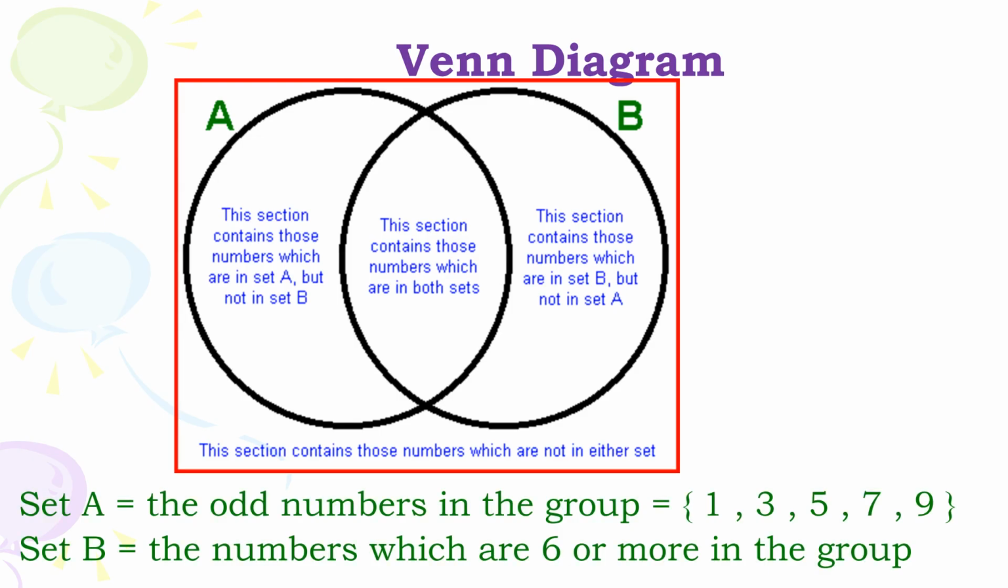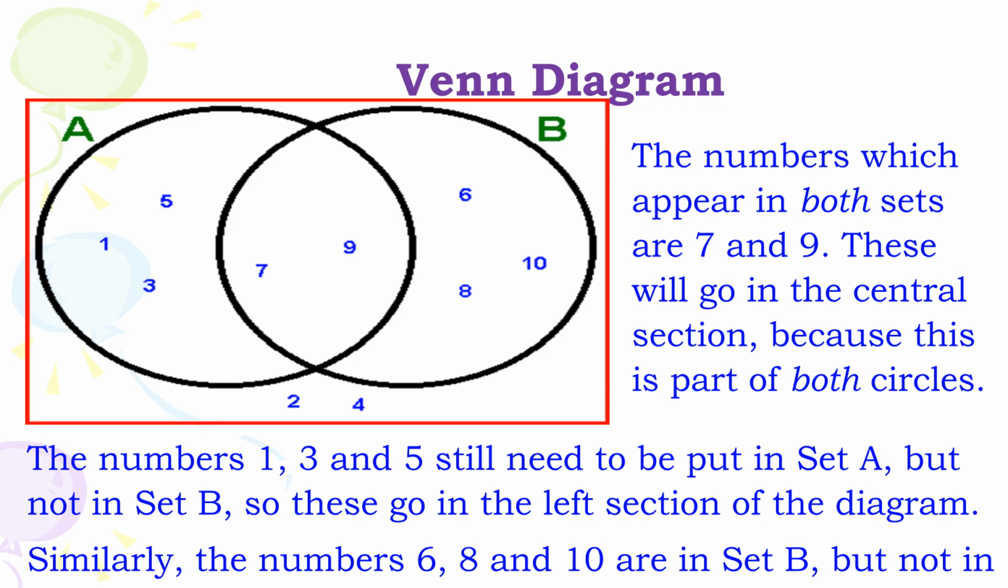Here, set A consists of odd numbers, while set B contains numbers that are 6 or more. The diagram helps us visualize which numbers fall into each category. To complete the diagram, we place numbers appearing in both sets, 7 and 9, in the central overlapping section. Numbers unique to set A go in the left, while numbers only in set B are placed in the right section.